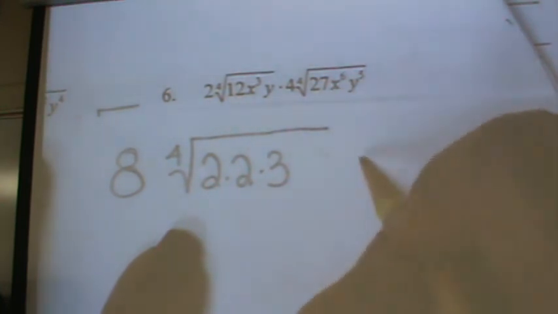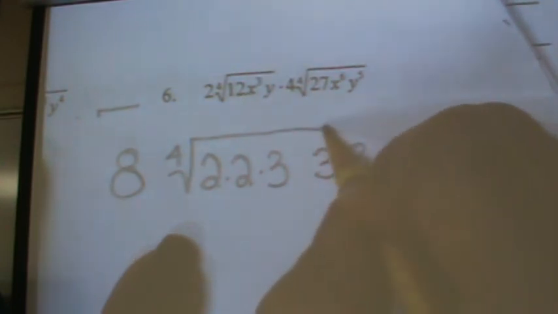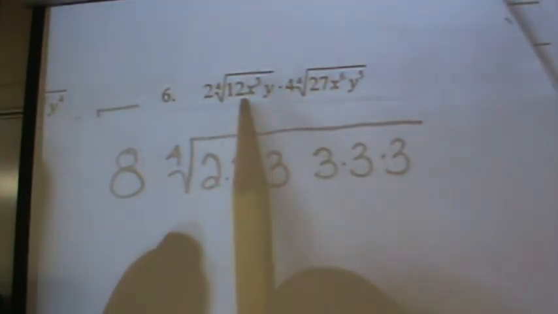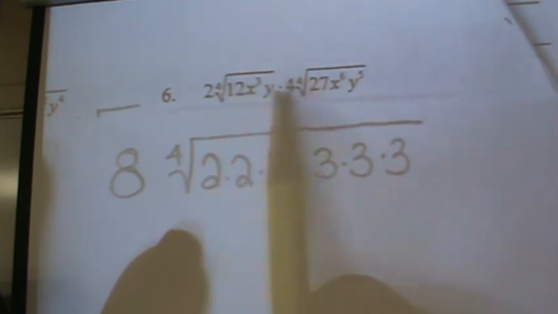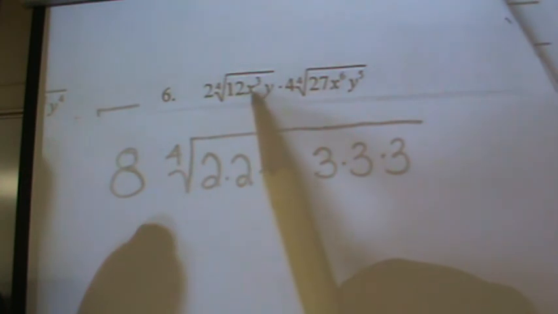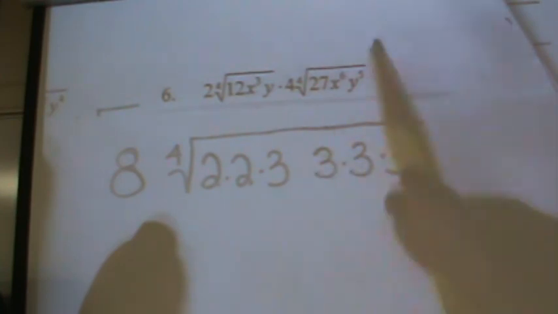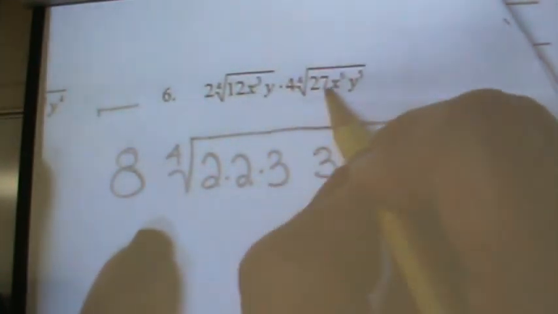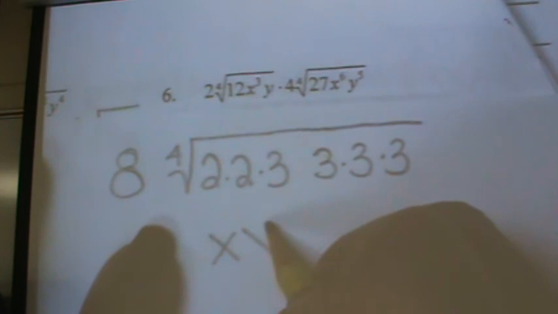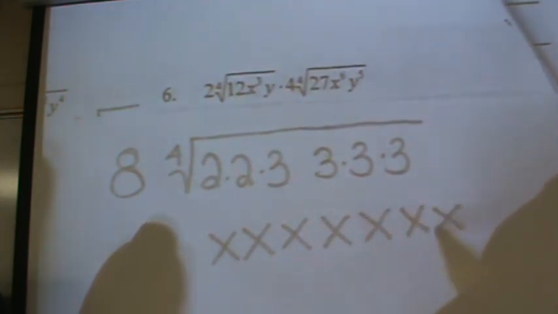And how does 27 break up? 3, 3. So here's something else you can do. Put them together, because the indexes are the same. So 12 is 2 times 2 times 3, and 27 is 3 times 3 times 3. How many x's do we have? 9. I'm gonna write it out for those of you that are visual. 1, 2, 3, 4, 5, 6, 7, 8, 9.